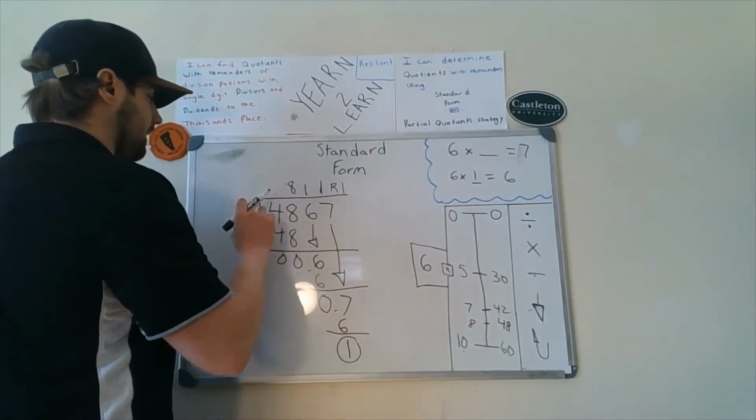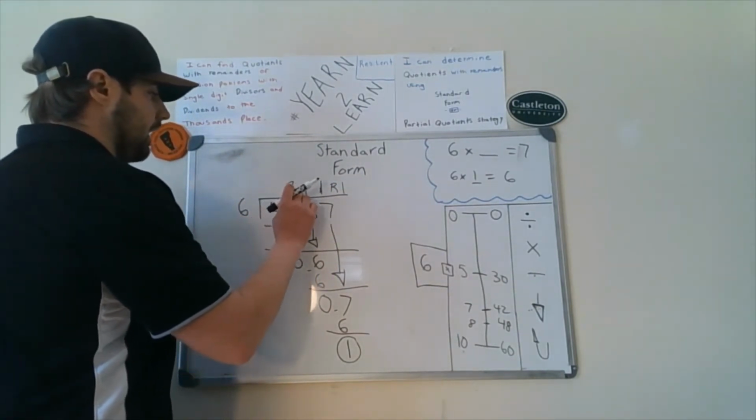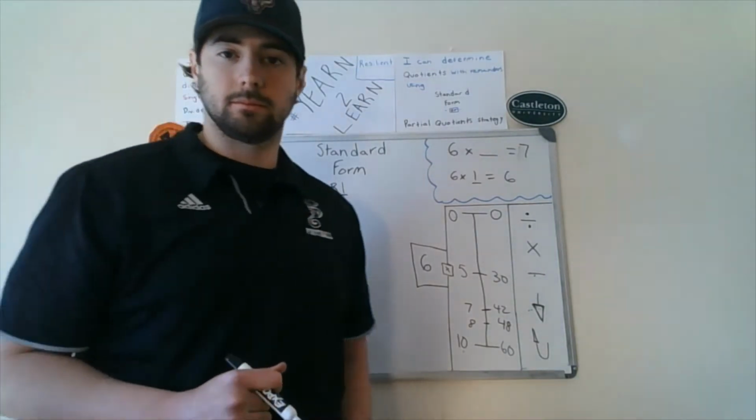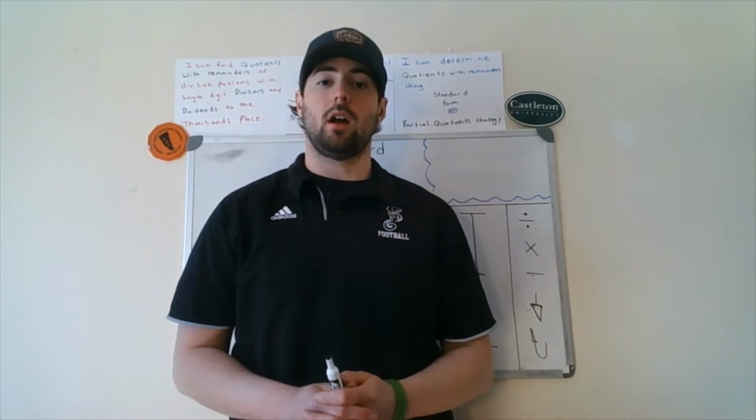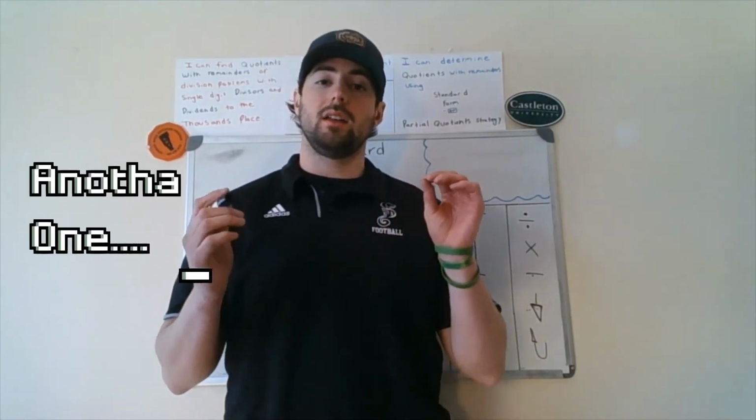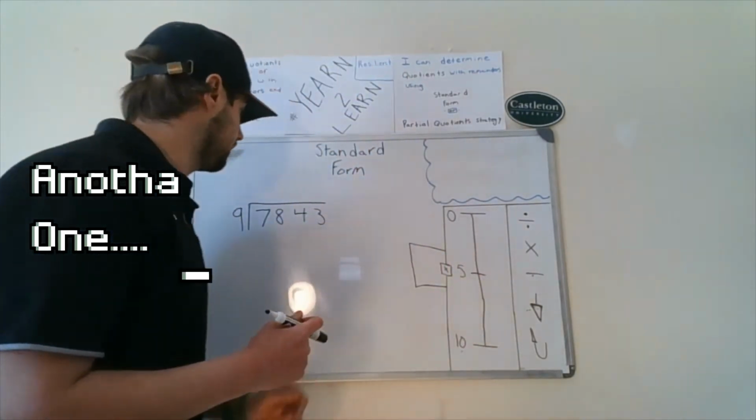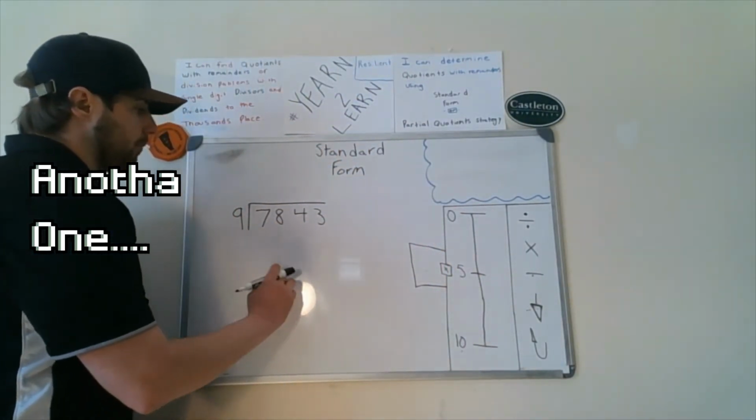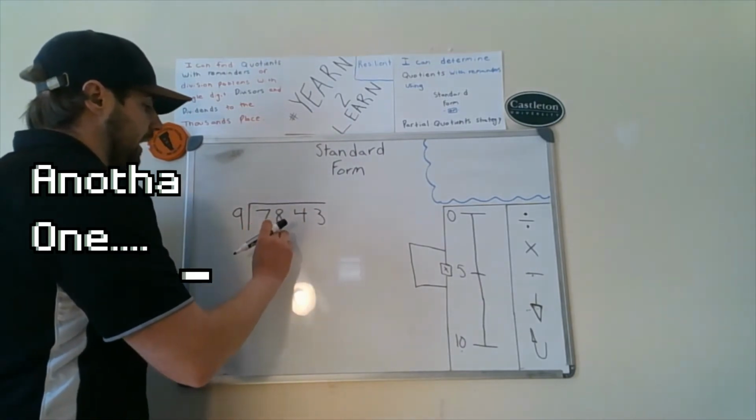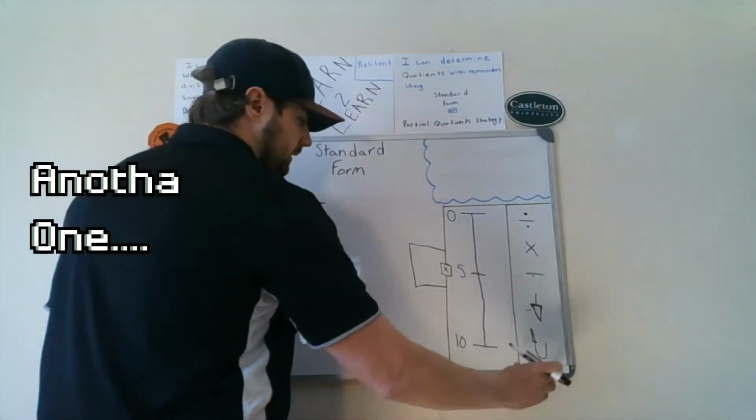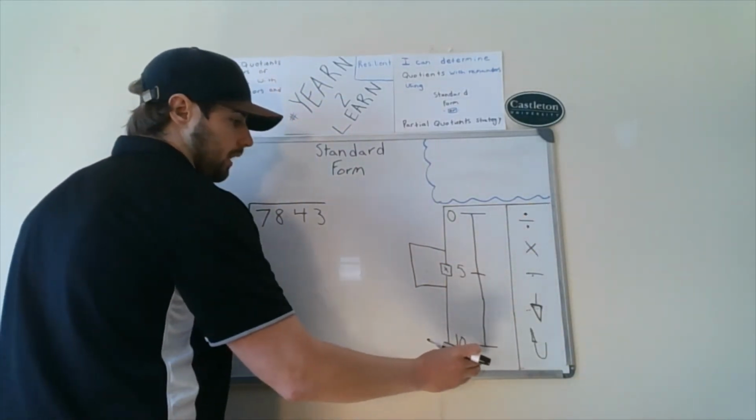4,867 divided by 6 is 811, remainder 1. All right, guys, let's do another I do in standard form, working with tougher divisors. I now am working with a divisor that's a 9. So our problem is 7,843 divided by 9. I got my steps down. I got a tape measure ready to go.